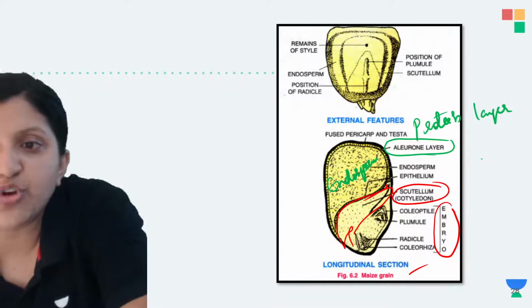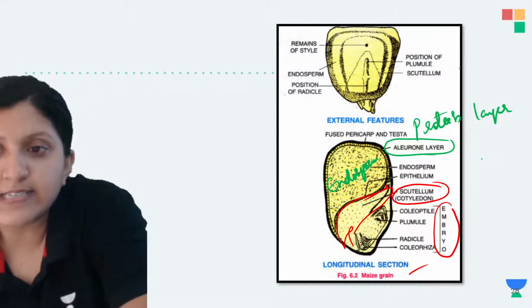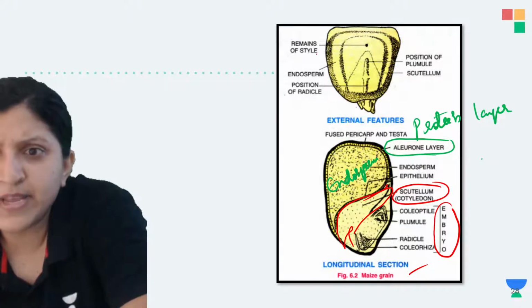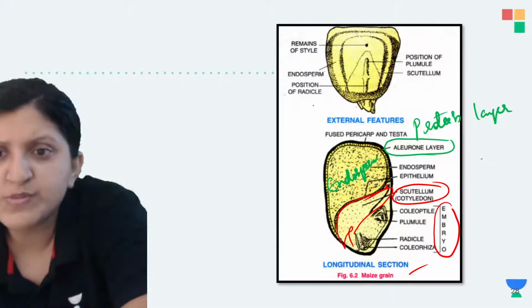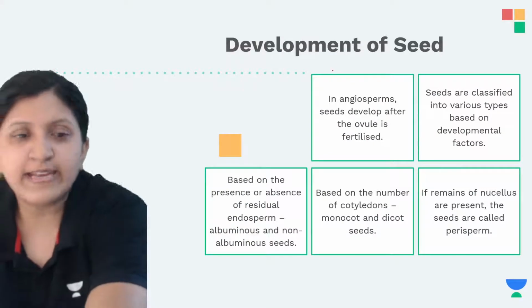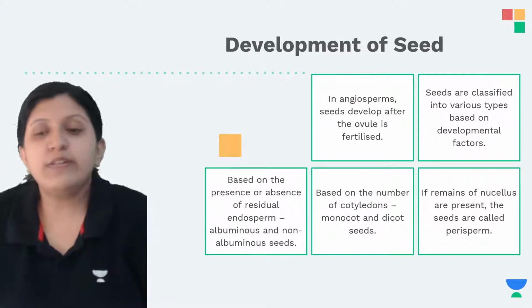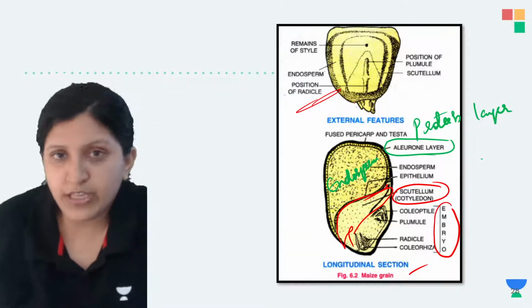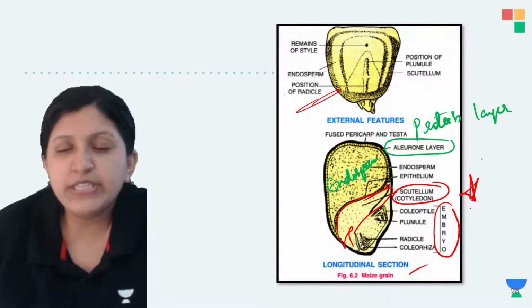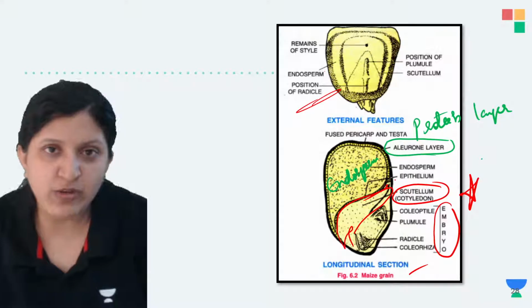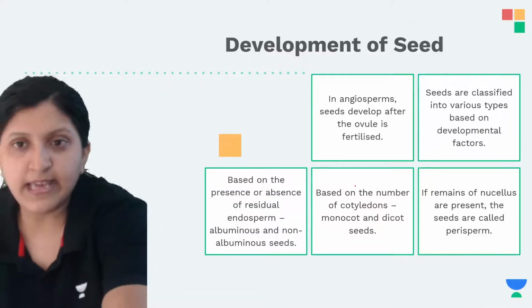So this is the position of the plumule shown. Scutellum is shown here. Then other than that, the remains of the style is shown. So you need not worry. The endosperm and position of radicle, all that is correctly shown. So while you are drawing, if in your school they ask you to draw, maybe you can go ahead with this diagram, because all the labelings are there in the other one.